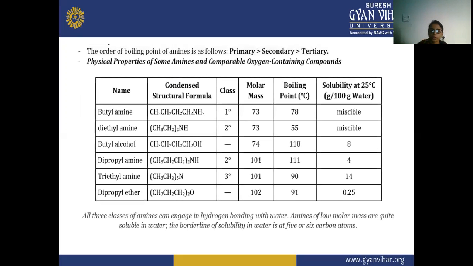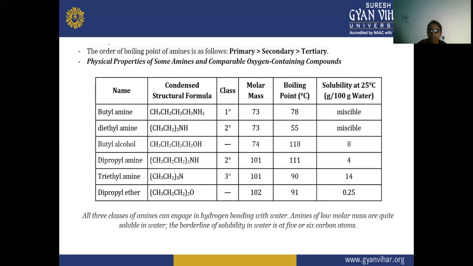Next, the boiling point of amines is as follows: the primary has a higher boiling point compared to secondary and tertiary. And this is the physical property of some amines and comparable oxygen-containing compounds. Butylamine, a primary amine, has a molar mass of 73 and a boiling point of 78, and it is miscible at 25 degrees centigrade. Next is diethylamine, a secondary amine, with a molar mass of 73 and a boiling point of 55.